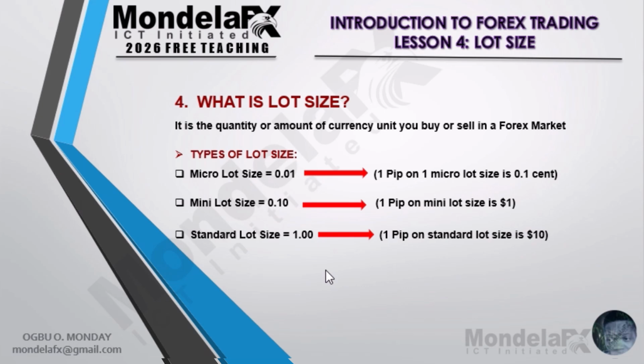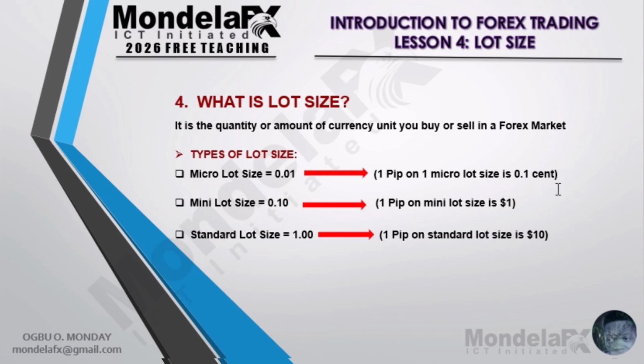How many are you going? How many are you buying? How much are you buying with? You are buying dollar versus euro. How many quantity? That's where you have this lot size. That's why I say, okay, it is the pip that gives birth to the money you make.